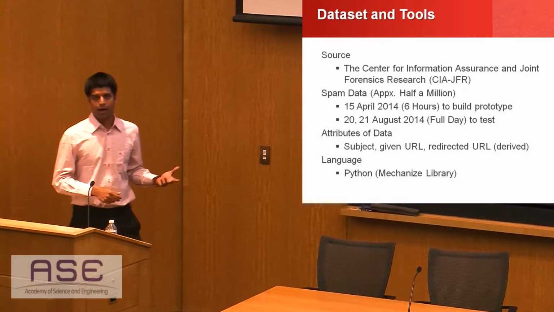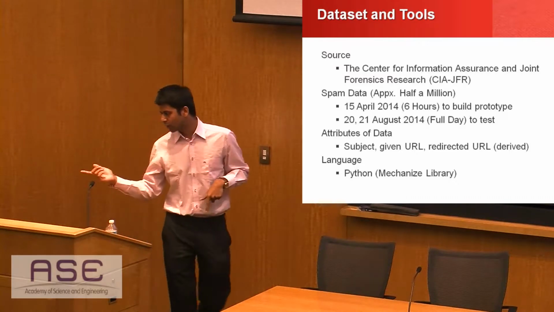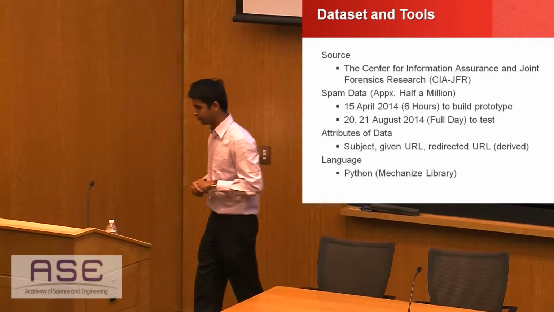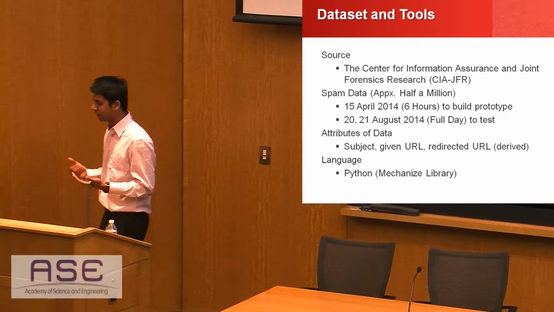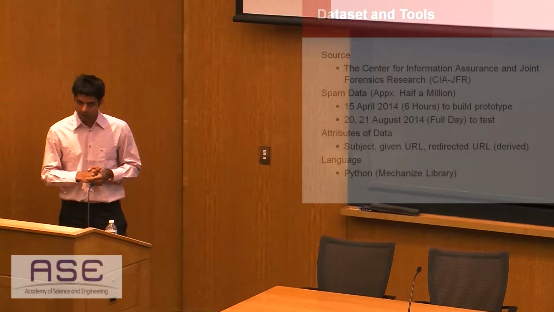Then we applied our algorithm to the data of 20 and 21 August. The attributes that we are given from them are subject and given URL. From these two, we found the redirected URL, so we call this attribute a derived attribute. And finally, we use plain and simple Python because Python has a very good library.